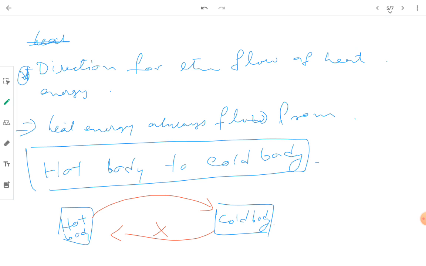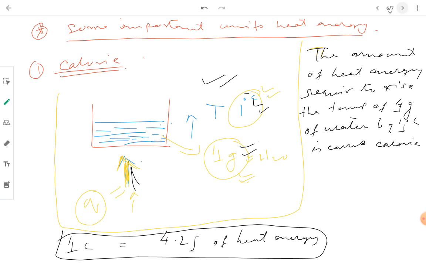Now the direction of the flow of heat energy again. Heat always flows from the hot body to the cold body. It will never flow from a cold body to a hot body. So this is not possible. Only from hot body to cold body is applicable.